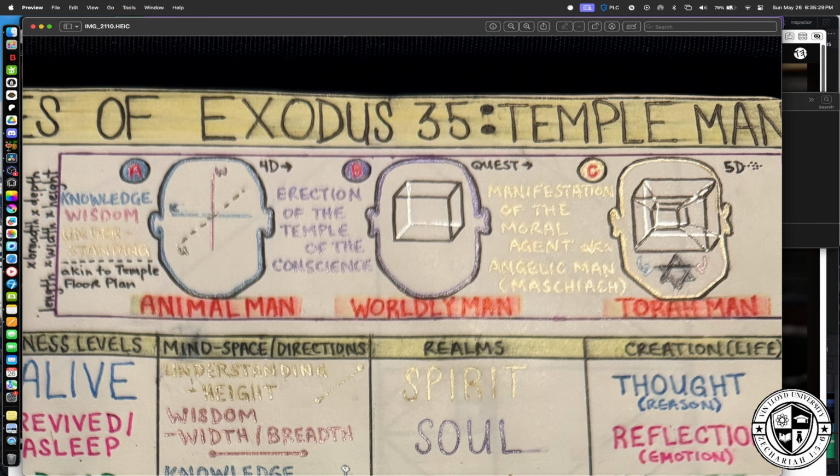So this is like the erection of the temple. Okay, so the temple of Solomon, the worldly man as the temple under construction. So the mind under construction. Now, when you move into this fifth dimension that I was briefly referencing, now you have the manifestation of the moral agent, or what we call Torah man, or angelic man, or the Mashiach, right?